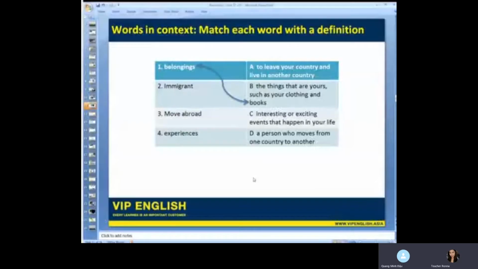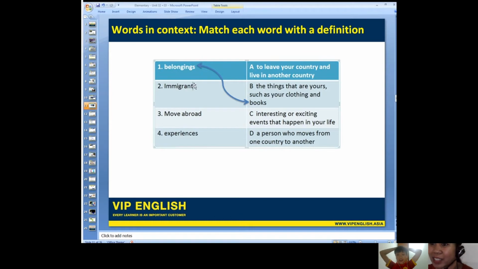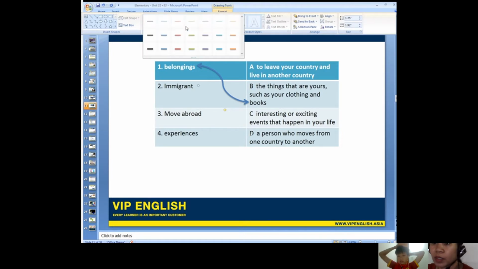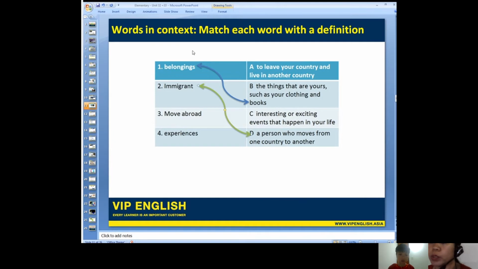A person who moved from one country to another. Yes, that's an immigrant. Very good. So now let's go to move abroad. Move: to leave your country and live in another country. Yeah. Okay, yes, that's correct.